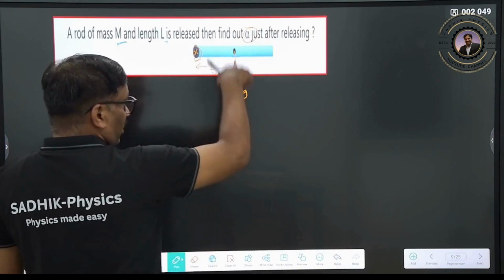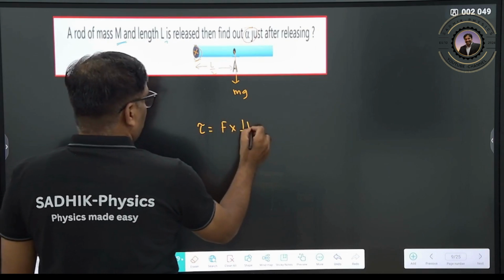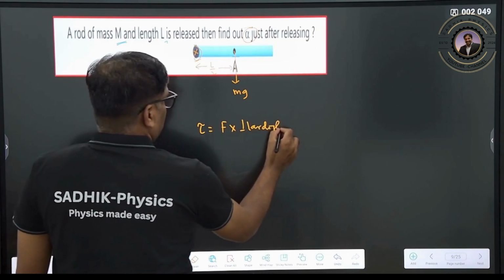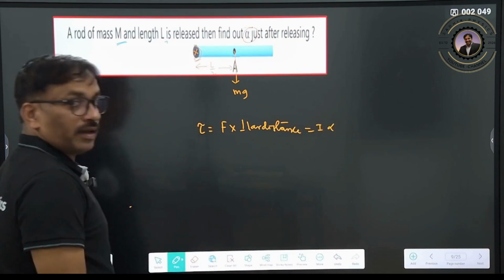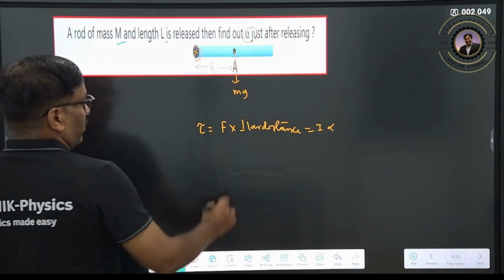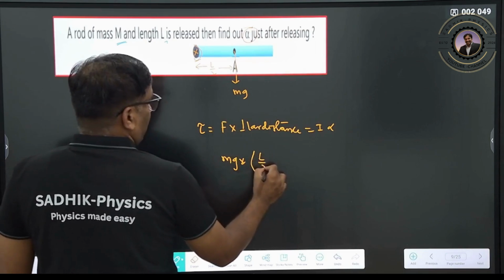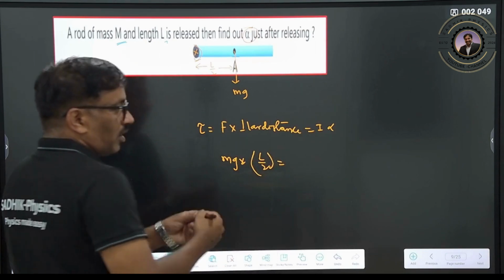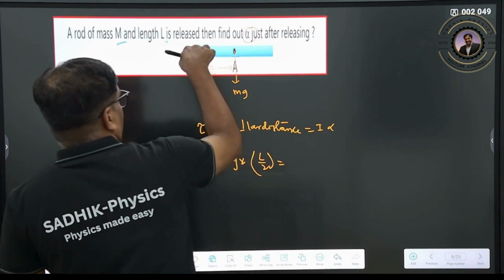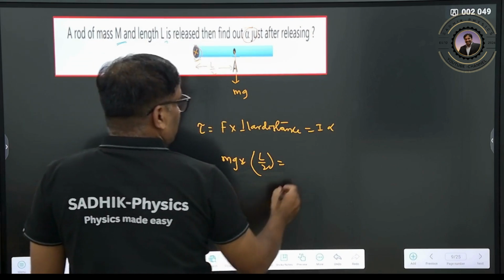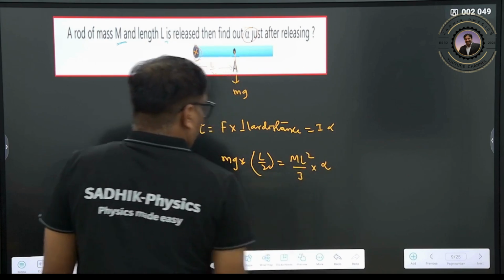Therefore, first of all, what is the torque acting? Torque is nothing but force into perpendicular distance, which is equal to I alpha. Clear? So, force is how much? mg, into perpendicular distance, which is L by 2. I, for the rod, what will be the moment of inertia of the rod about an axis passing through one of its ends? Therefore, ML square by 3 into alpha.